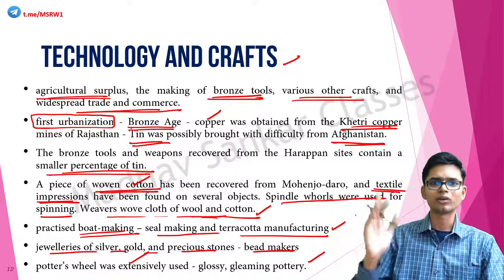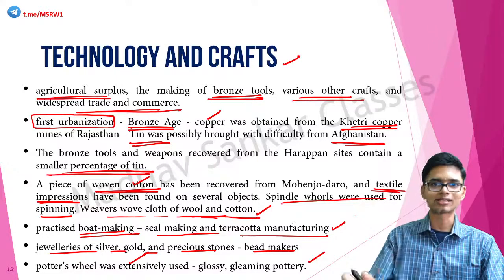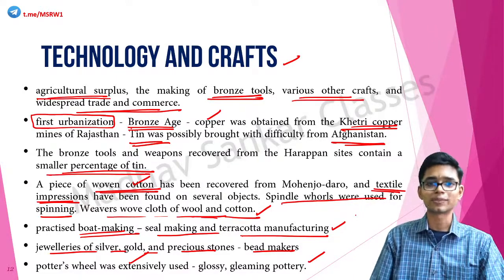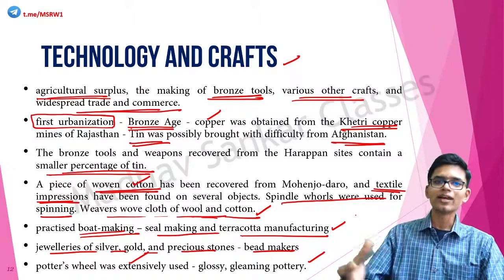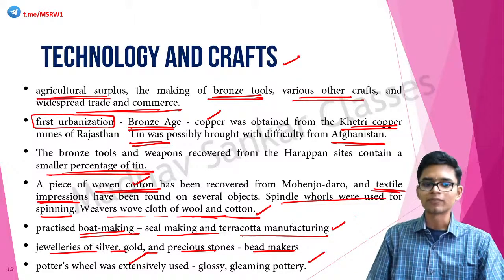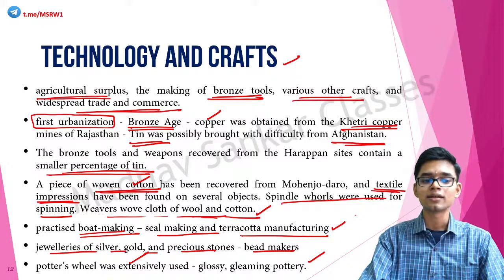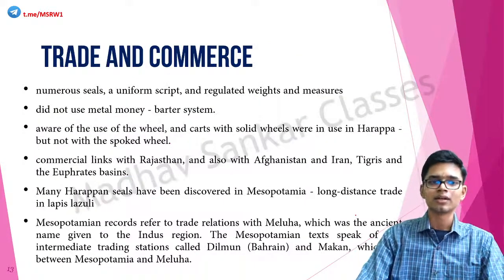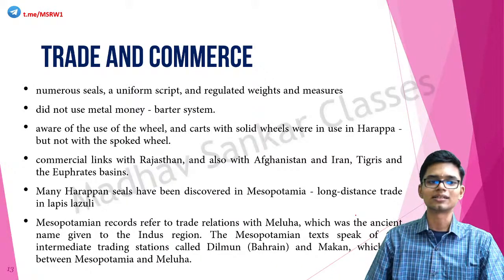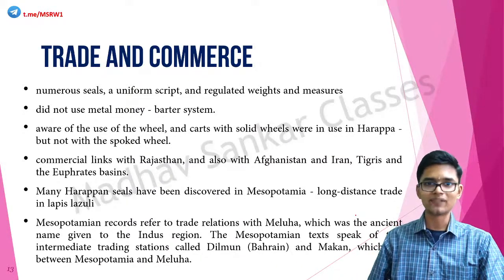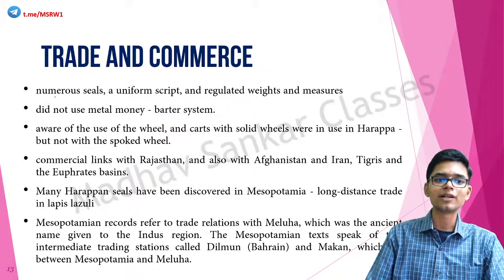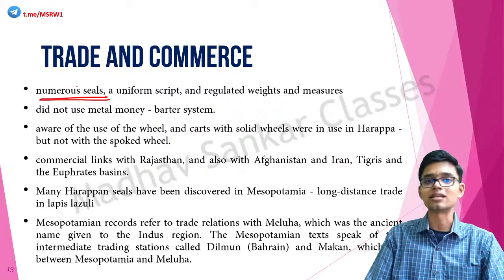Even in the Neolithic age, we saw that some kind of pottery had started to occur, especially the ochre-colored pottery and all in the Chalcolithic phase. So anyway, Harappans also knew about pottery. They made glossy, gleaming pottery using the potter's wheel. As far as trade and commerce is concerned, the best evidence regarding this is the availability of a lot of seals from Harappa.